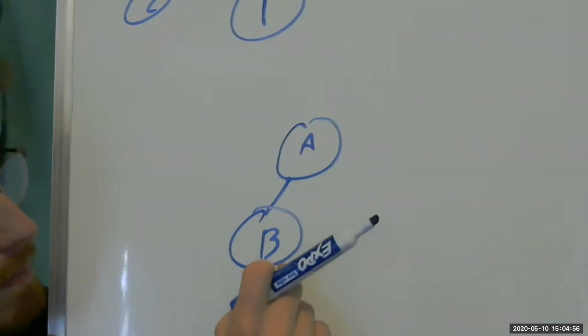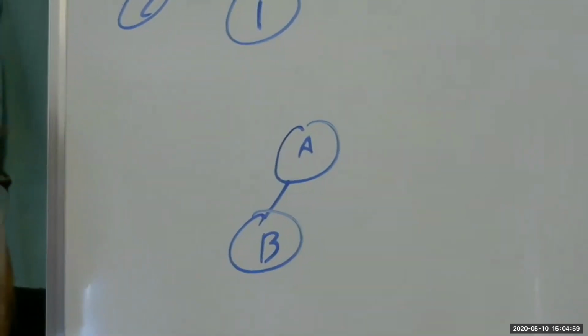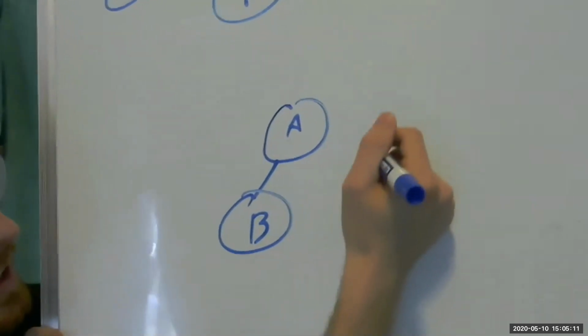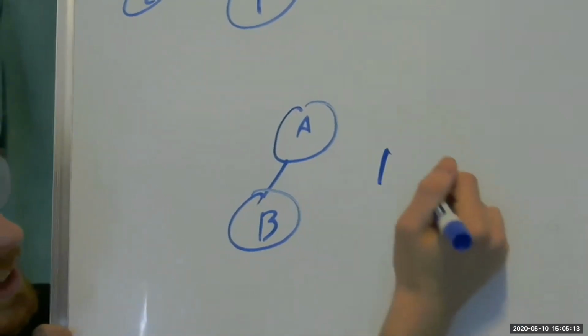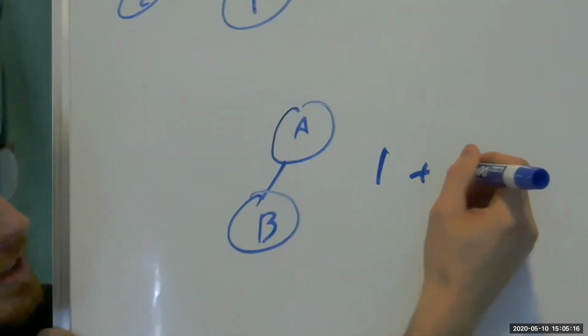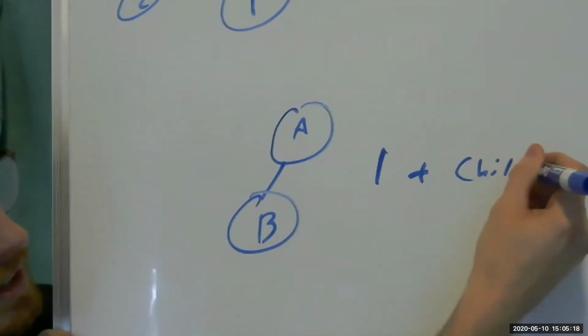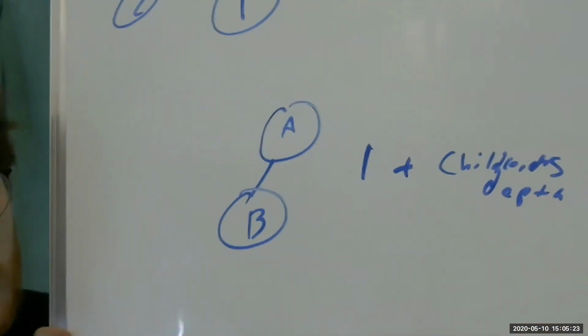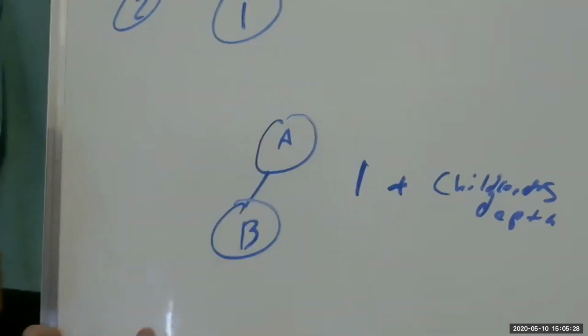What's the mathematical formula to calculate A's depth? It'll be like 1 plus the number of children it has, right? Or 1 plus, because A is a depth of 1, and then B is the depth. So we could say that A's depth is 1 plus its children's depth. Can we agree on that? Yeah. 1 plus the children's depth is A's depth.